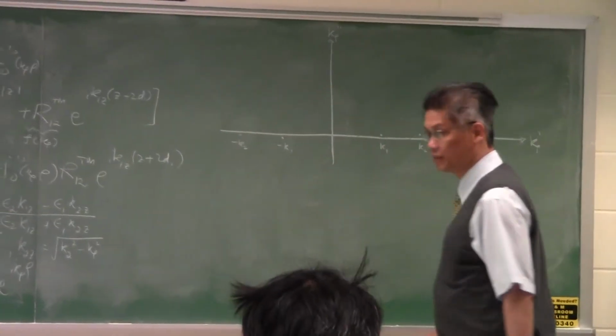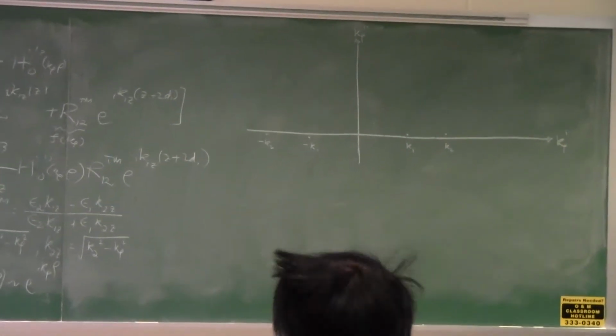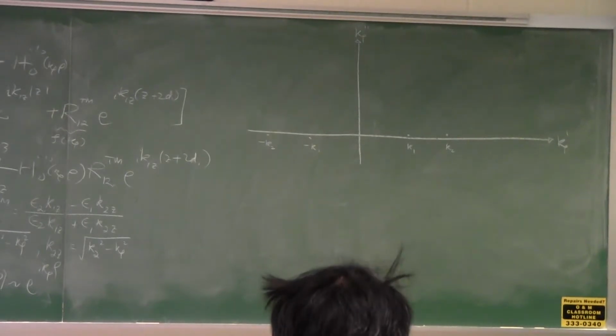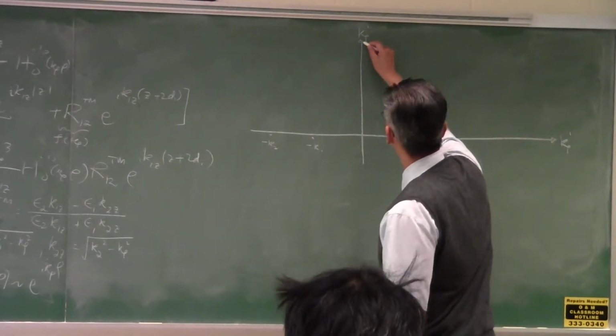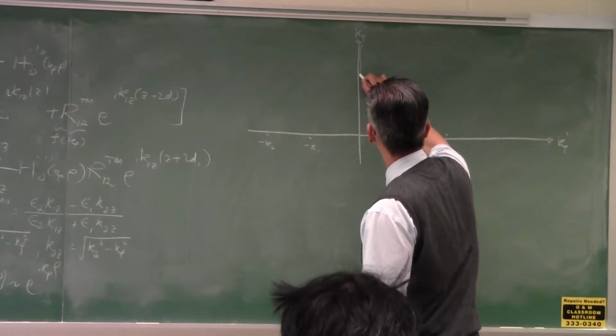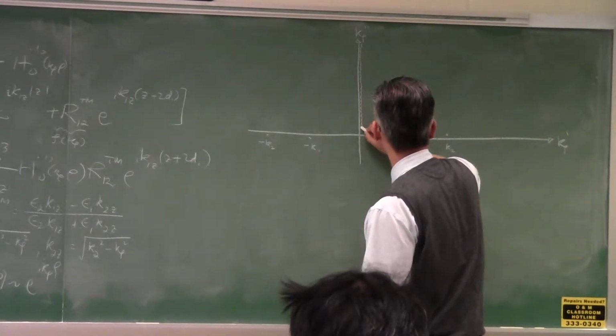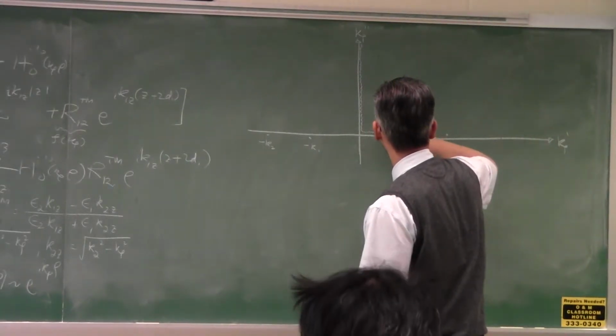We can sketch the branch cuts that go through these branch points. We choose the Sommerfeld branch cut, which is the imaginary k1z equal to 0 branch cut. The one that goes through k1 will look something like a rectangular hyperbola.